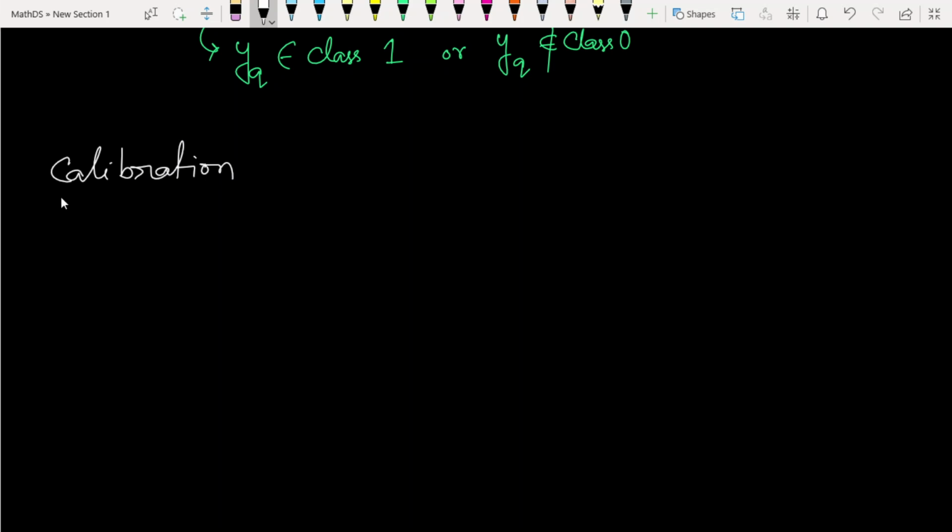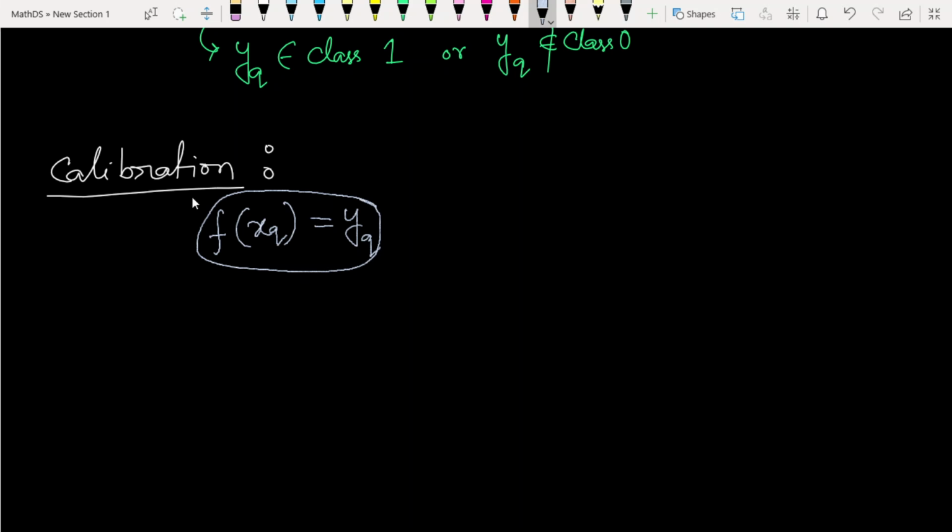What is this calibration concept? Calibration is just: think of the model we have built for the query point xq. For this model we have to predict the yq. That's the job that we have to do in the classification model. So in this model, this output yq may or may not be always correct.